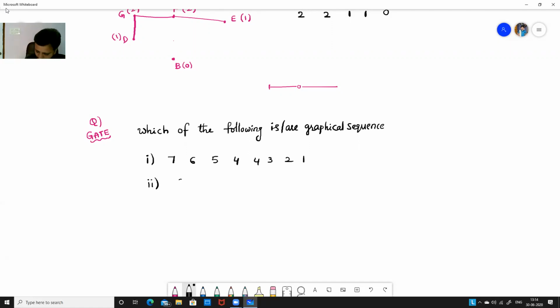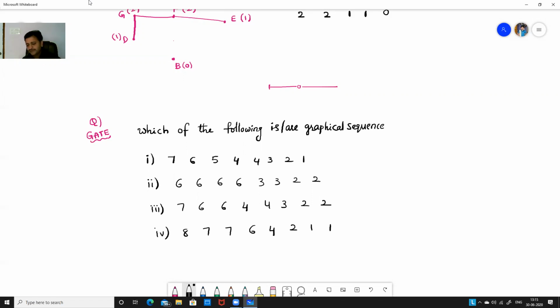Second one, double three, double two. Third one, 7664, 43 double two. Fourth one, 877 64211. So I want to verify which of the following is forming a graphical sequence.